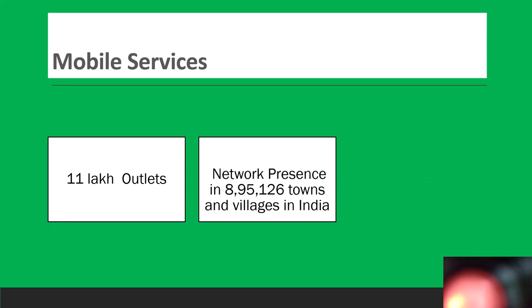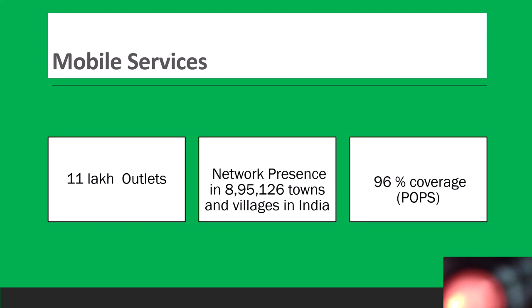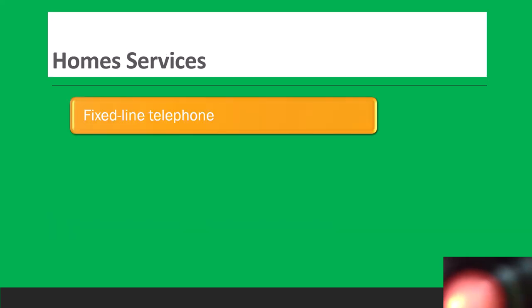They have 11 lakh outlets in India helping them offer mobile services, if you want a new connection or any service. Network presence is 8,95,000 villages and towns in India. This gives them 96% coverage all across India, the maximum pan-India presence. Everybody has a pan-India presence now.